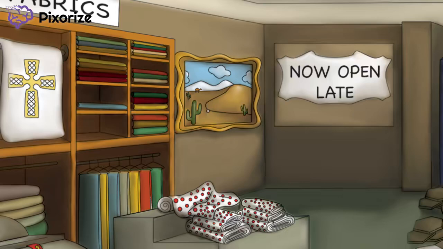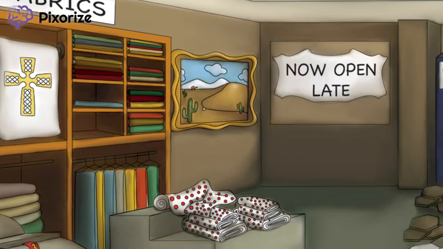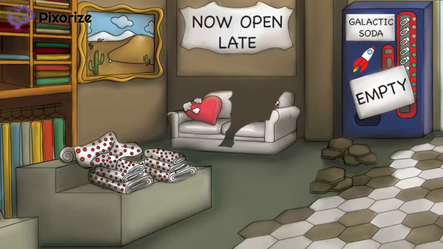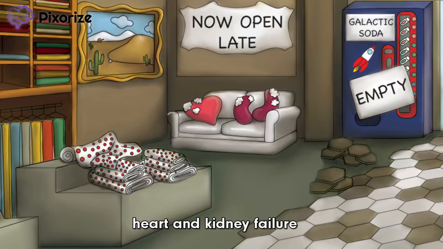When these two seemingly harmless symptoms occur together, they can suggest a far more serious systemic disease with deadly long-term complications. So what are these late complications? Let's focus on the couch in the back, underneath the sign that reads, "Now open late." Notice how we've drawn broken pillows shaped like hearts and kidneys on this couch.